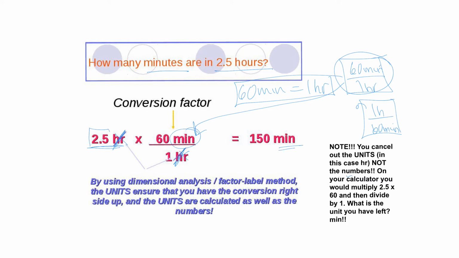The number 2.5 and 60, I did not cancel out. I was just factoring out the units. Okay? And so 2.5 times 60 is 150 minutes.